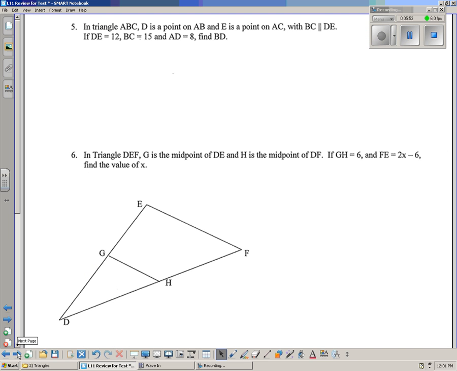Number 5 says, in triangle ABC, D is a point on AB and E is a point on AC so that BC is parallel to DE. So draw this triangle, ABC.